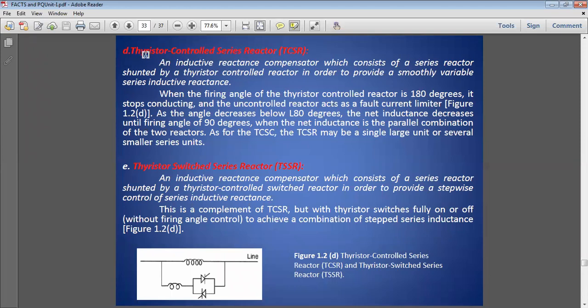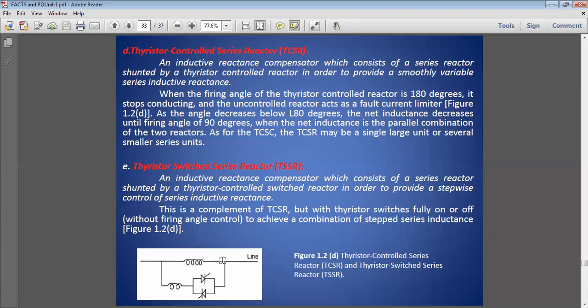Similar to the TCSR, thyristor controlled series reactor, it is possible to have a thyristor switched series reactor. So a thyristor switched series reactor is an inductive reactance compensator which consists of a series reactor shunted by a thyristor controlled switch. Now here it is a switch only, meaning it is either going to conduct 100% or it is in the off position.